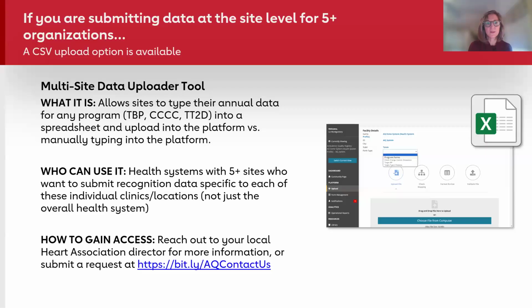If you're interested in using this, essentially you're putting the answers in a spreadsheet and uploading it. You can request that spreadsheet through the contact us link mentioned here below, or you can reach out to your local American Heart Association Community Impact Director with whom you likely have a relationship, and they can help you get access to that as well. So we encourage you to use that if you have 5 or more sites.